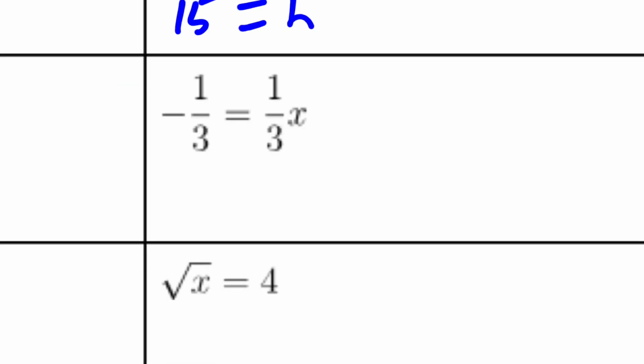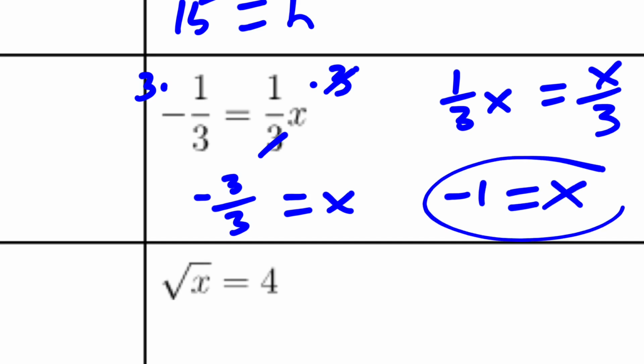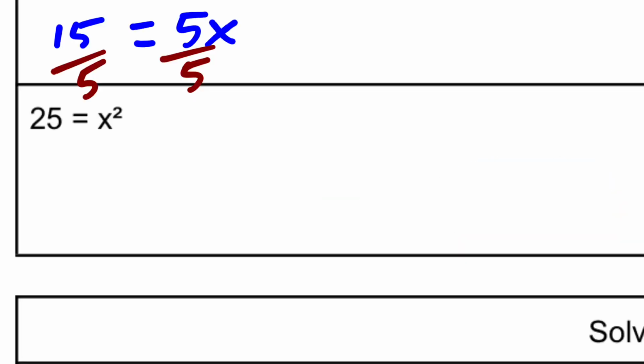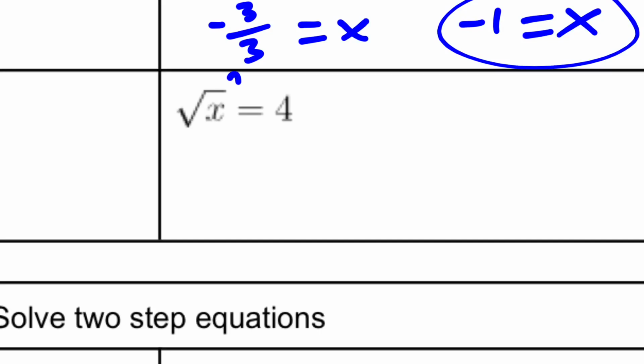When there's a 1/3 in front of x, you can think of that as x divided by 3 if you want to. Sometimes that makes it easier to understand what to do. You can also think of it as if I multiply by 3, on the top, 3 and 3 cancel out. So then on the other side, I'm left with negative 3 over 3 is equal to x, or negative 1 is equal to x. To cancel this out, I take the square root, so 5 is equal to x. To cancel this one out, I square both sides, so x is equal to 16.